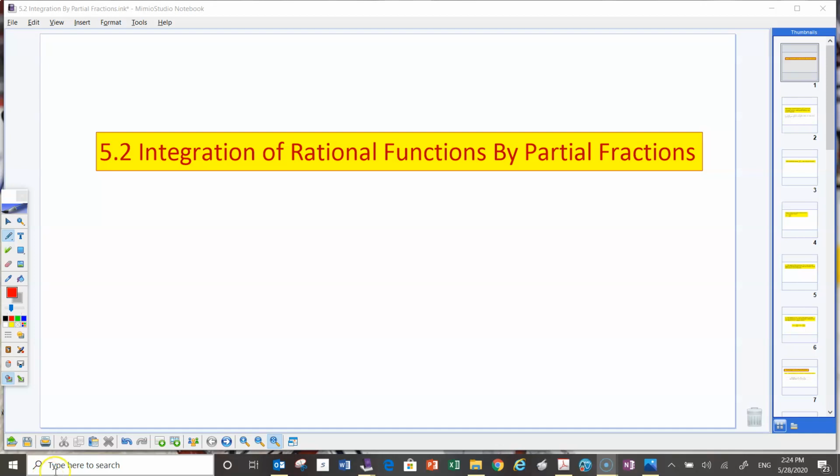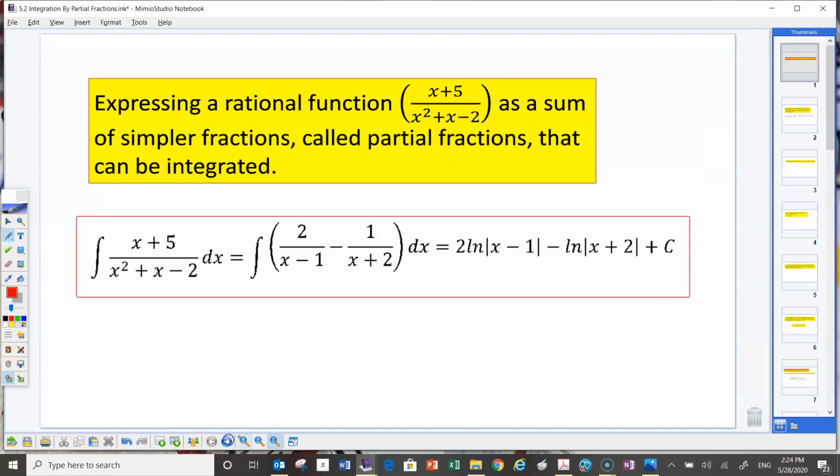In today's lesson, we're going to learn how to integrate rational functions by partial fractions. When we're integrating using partial fractions, we try to take a rational function and break it up into simpler fractions called partial fractions. Then we can integrate these partial fractions.